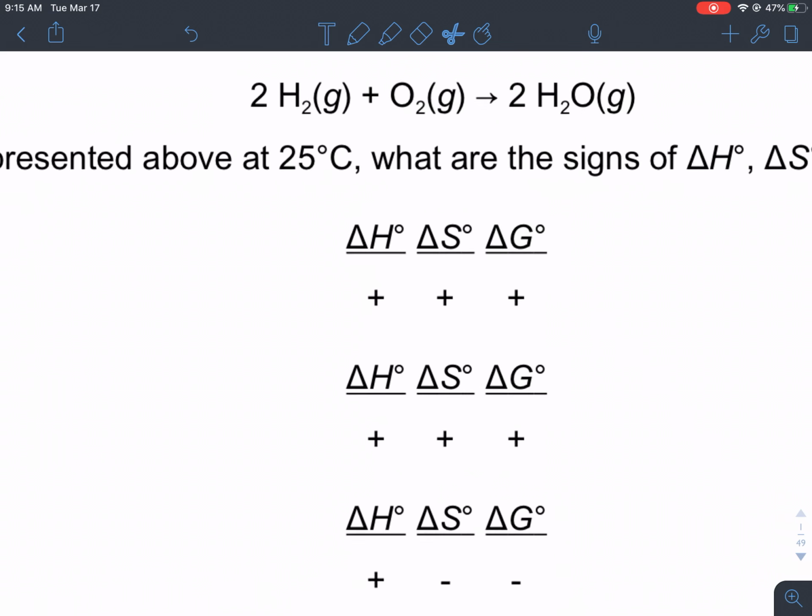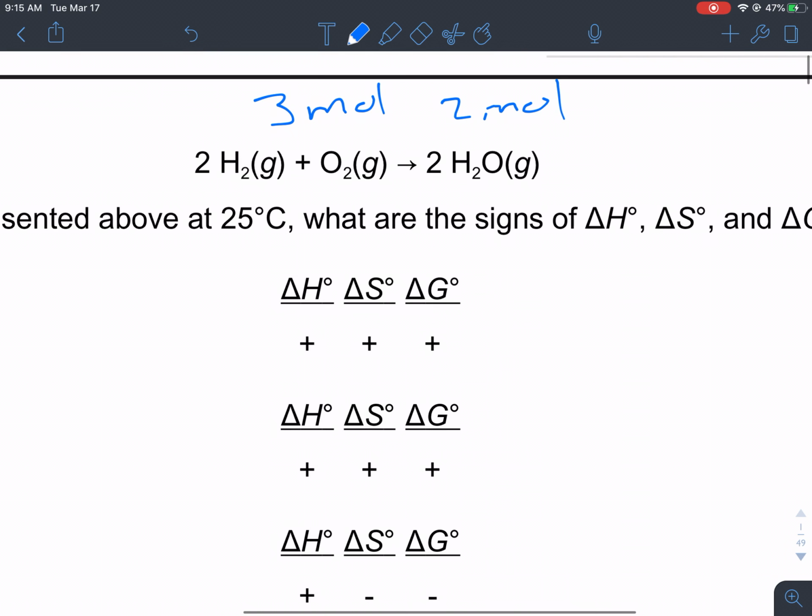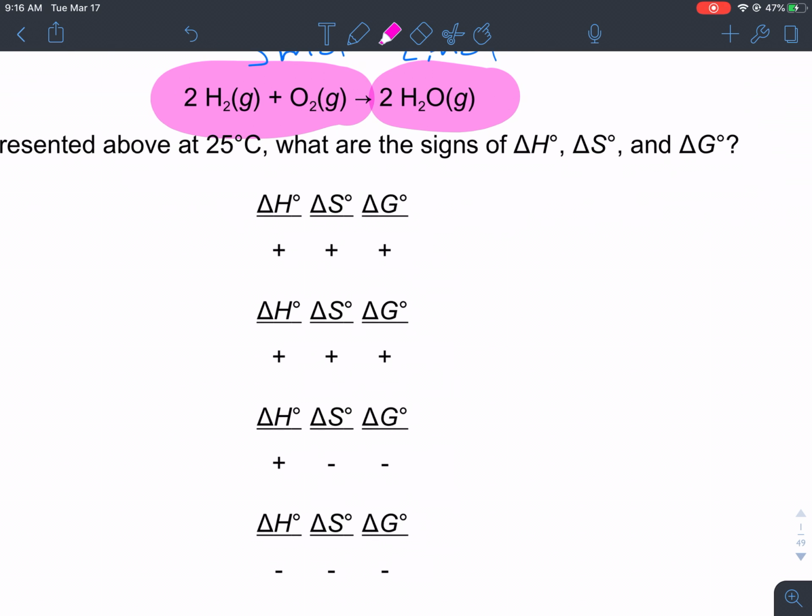Now, you have 3 moles of gas on this side, and you have 2 moles of gas on this side. So did it have more disorder or less disorder? It has less disorder, right? I always tell you to think about the gases like they're grandkids, kindergartners running around. There's 3 kindergartners now, there's only 2 kindergartners. It's going to be less disorderly. So delta S is going to be negative.